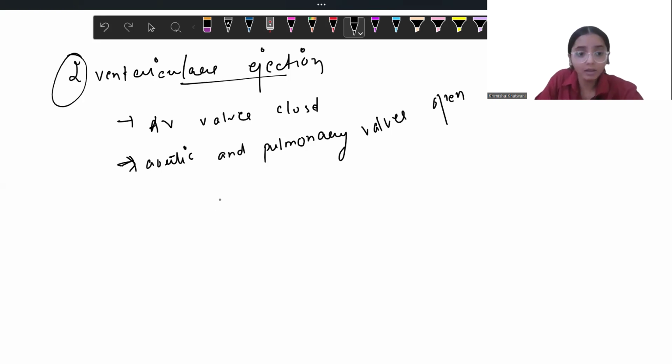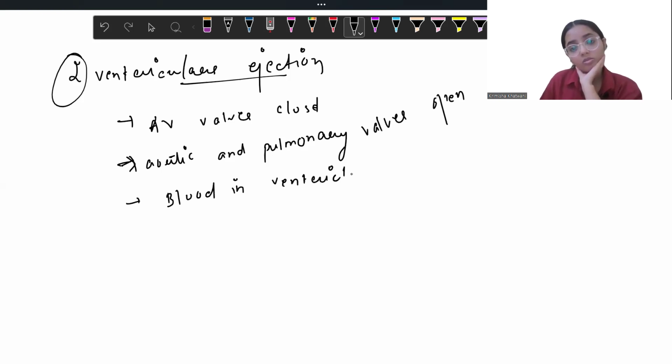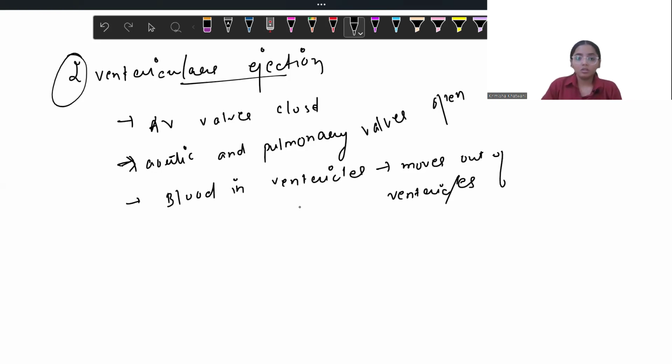Aortic and pulmonary valves open. And the blood in the ventricles moves out of ventricles into aorta. Okay, just a second.